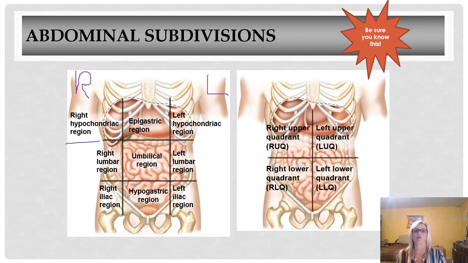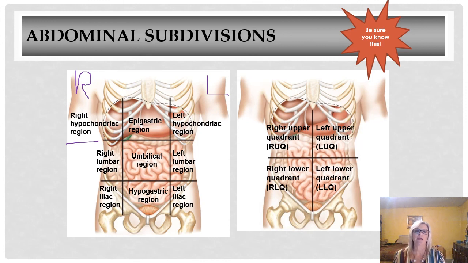So right hypochondriac region. Epi means above. Gastric refers to the stomach, so above the stomach. And then the left hypochondriac division there. We've got 9 regions here that we're looking at. So we have 9 regions and 4 quadrants. I forgot to point that out.